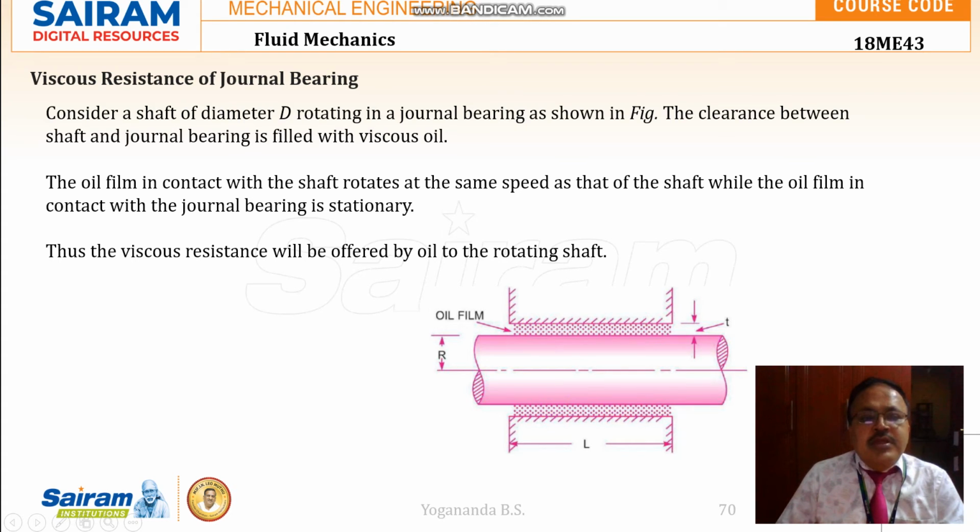Now the oil film in contact with the shaft is rotating at the same speed as that of the shaft, while the oil film in contact with the journal bearing is stationary. So there will be a viscous resistance offered by the oil to the rotating shaft.